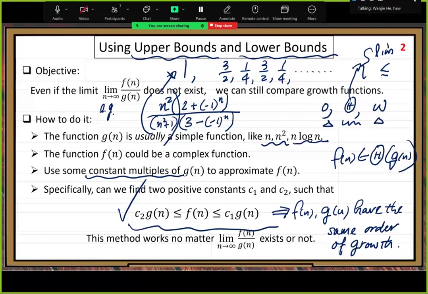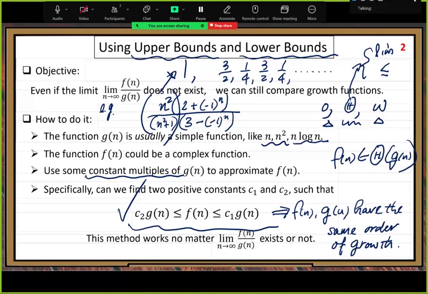We can find a C1, C2, when we compare these two functions, upper bound, lower bound. You can see, even though the limit does not exist, we can use the inequality way to conclude these two functions have the same order of growth. So this is a special example.